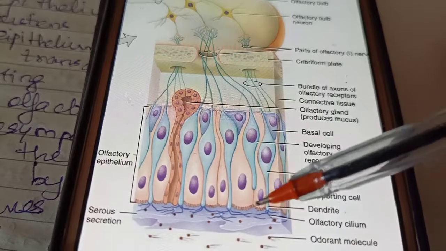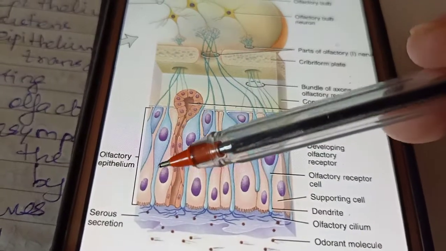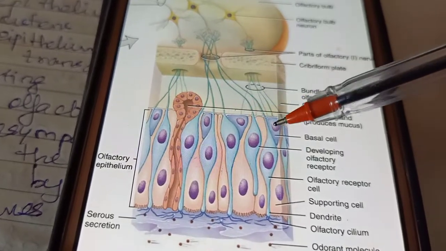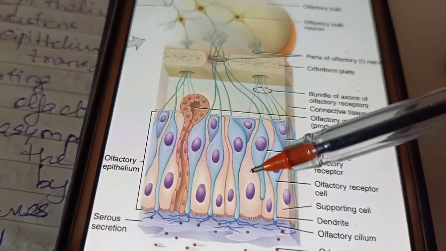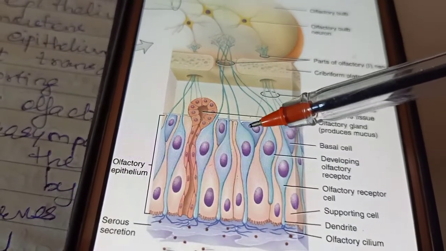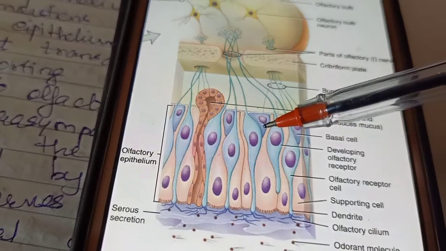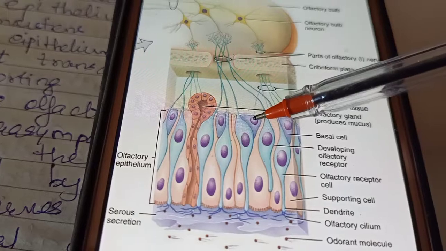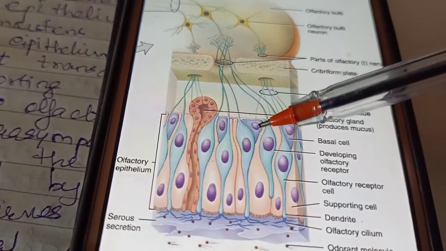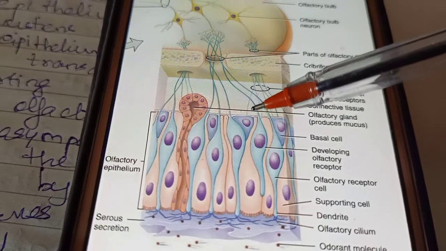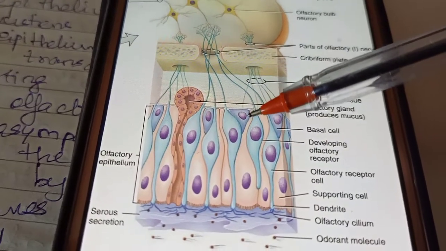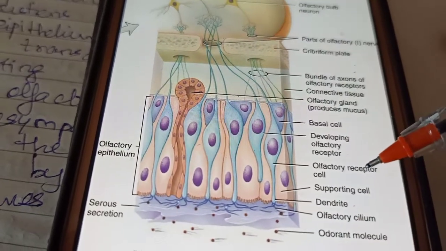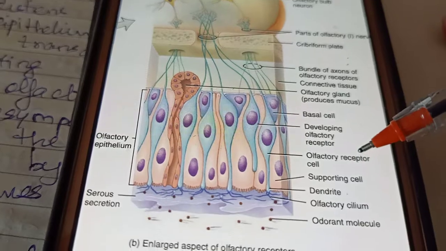So these are the supporting cells, these are the olfactory receptor cells, and these are the basal cells which are present at the base of the supporting cells. They continually undergo cell division to produce new olfactory receptor cells, which live for only a month or so before being replaced.